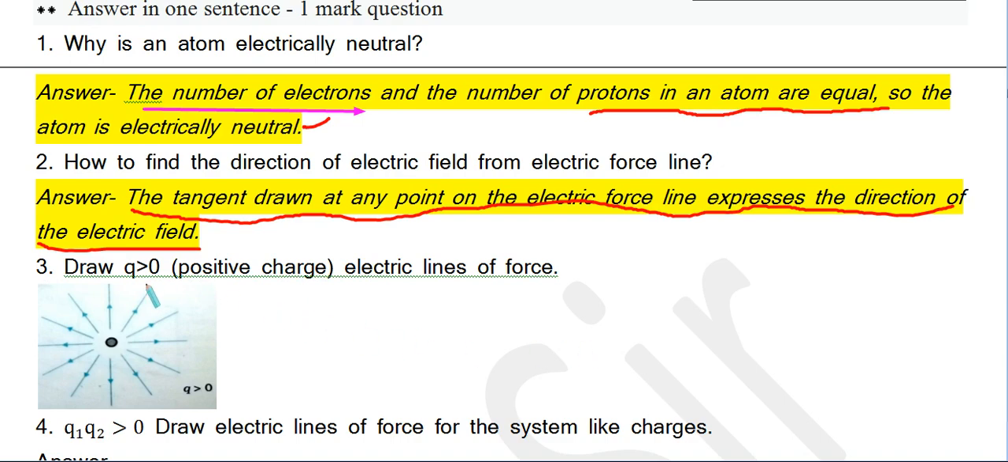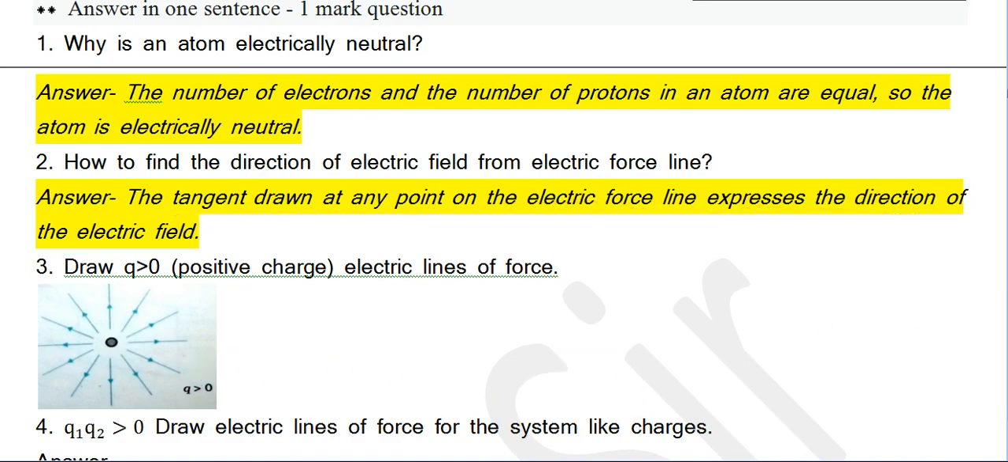For Q greater than 0, it means it will be positive charge, and when a positive charge is placed at a point, the electric lines of force emerge such that the direction is outside, as in this figure. Now question number 14.